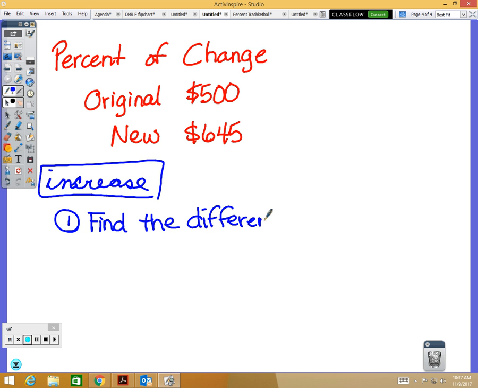Now, in this one, don't do 500 minus 645. I don't want to get any negative numbers. If you get negatives, it'll just throw you off. So always do the bigger number minus the smaller number. And that is 145, correct? So the salary increased by $145.